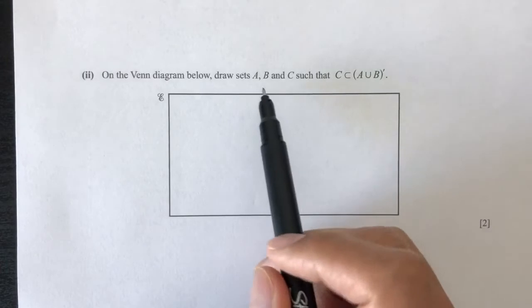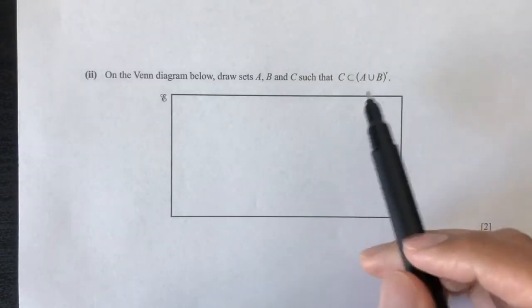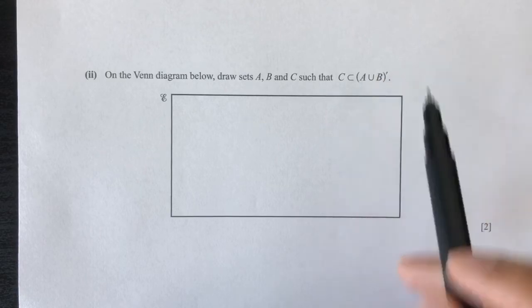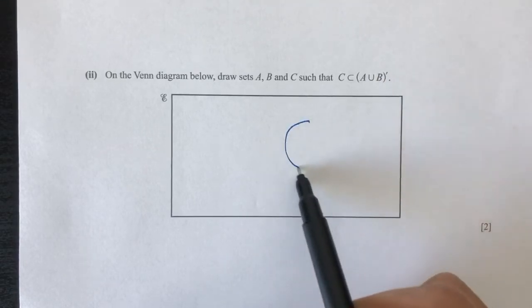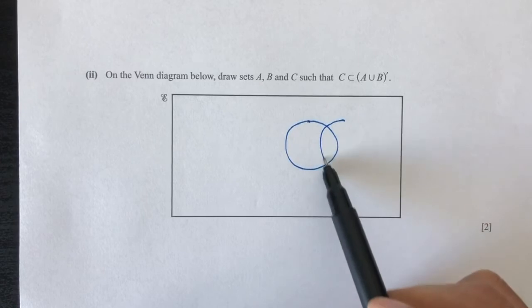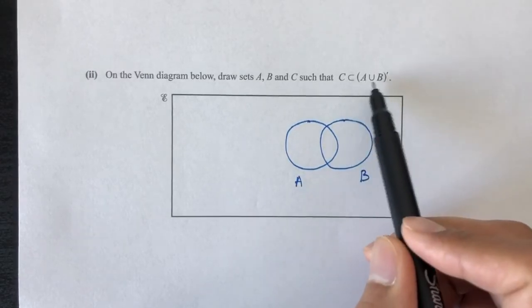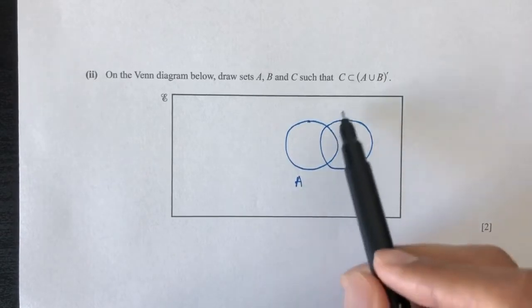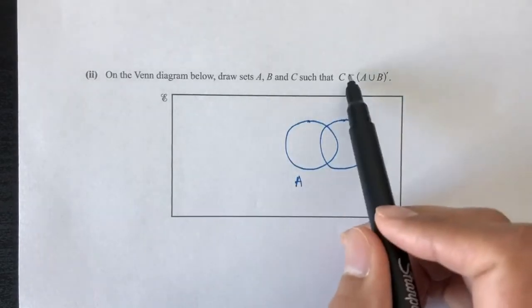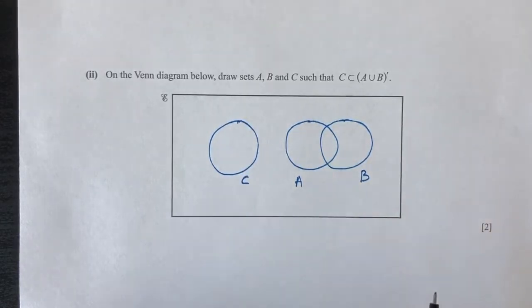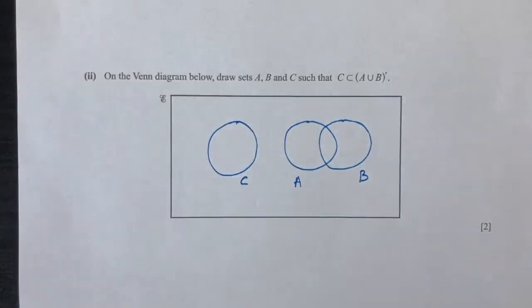On this one, draw a set A, B, and C such that C is a subset of A union B prime. So let's say we have A and B here. That could be A and B. So A union B will be these two. Prime will be outside of these two. C will be inside of the outside. So that will be C. That will be question number 1.